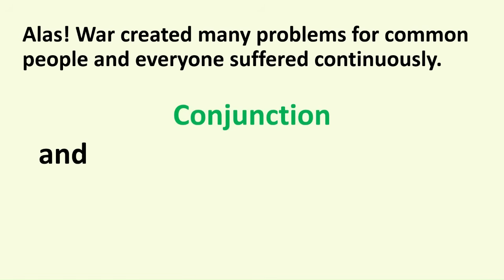Conjunction also we have one because we have two sentences here. War created many problems for common people. One sentence, everyone suffered continuously. Another sentence. These two need to be joined together. Therefore, and is doing the work of joining. The and is the conjunction here.